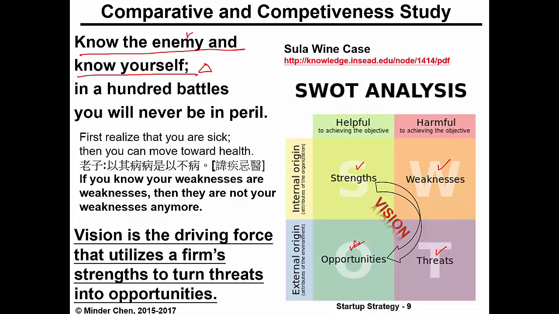You always look at the yin and yang side of an issue. So when you look at the strengths, on the other side is the weakness. When you look at the opportunity, the other side is threat. But the terms SWOT, strength, weakness, opportunity, and threat, are relative terms. They are relative to the context you're talking about.